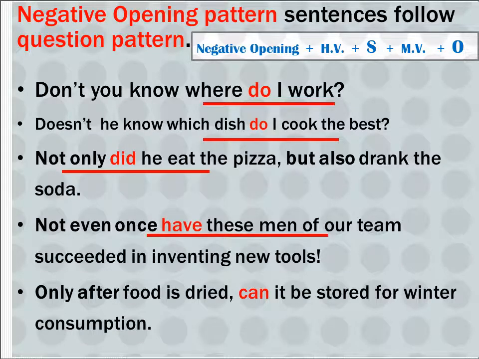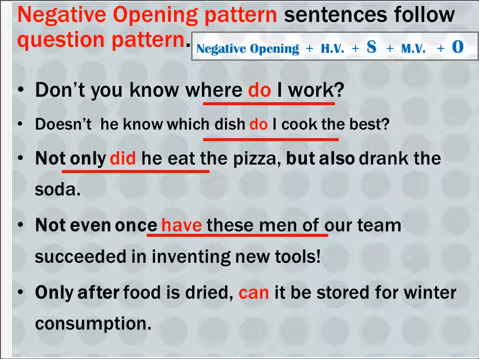Only after food is dried. So look at these five words and try to work out what they mean. Of course, they mean a negative expression, because the person is expressing a sense of surprise that there is only one way to dry out the food, there is no other way possible to store food for winter consumption. Only after food is dried, it means no other way, only we have to dry it out. So this is a negative expression, so that's why can is coming before it.